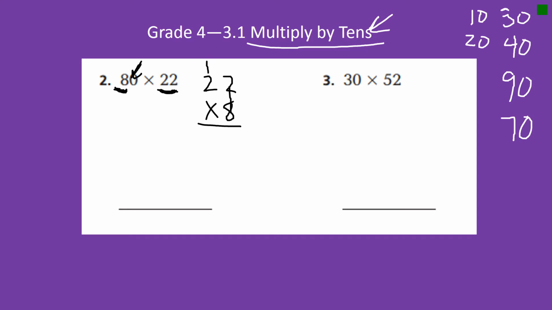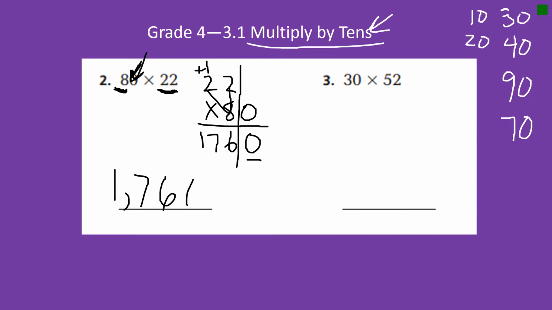8 times 2 is 16. 8 times 2 is 16, plus 1 more is 17. Now, we weren't just multiplying 22 times 8, it was by 80. So our answer also has to be 10 times greater. So we did 22 times 8, and then we remembered, hey, I'm right here. Make me 10 times bigger. 1,760.